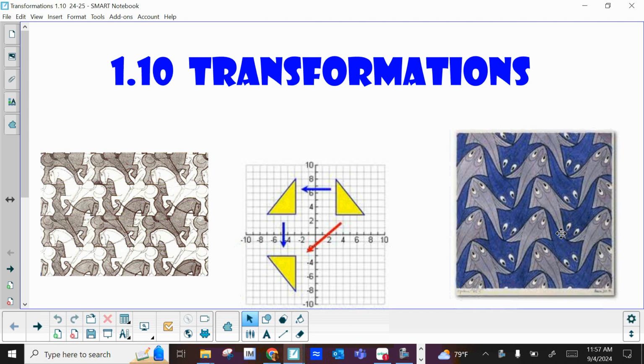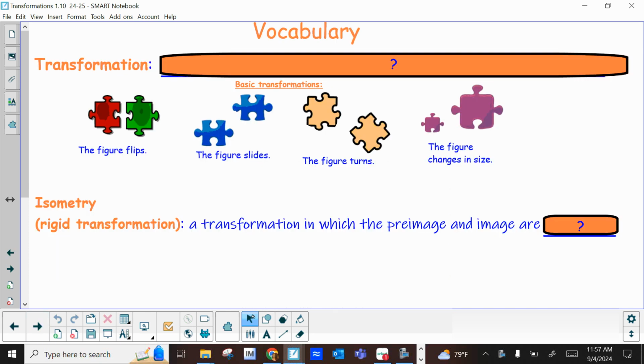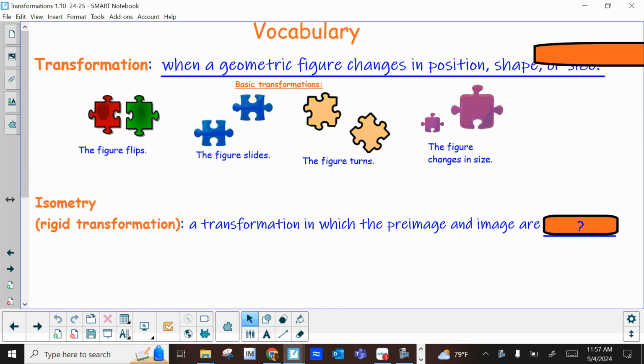All right, this is going to be 1.10 of our coordinate geometry unit, and we're going to talk about transformations. So what is a transformation? A transformation is when a geometric figure changes in position, shape, or size. So we have your basic transformations here.